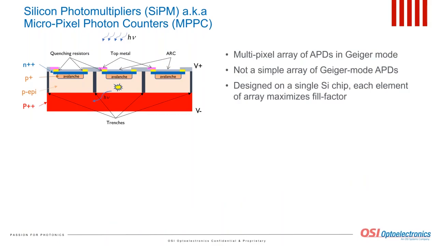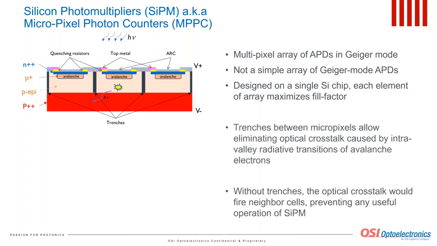Silicon photomultiplier is a multi-pixel array of APDs operating in Geiger mode. The array may consist of tens of thousands of pixels with an active area size of down to 10 microns each. SiPMs are not just a simple two-dimensional array of Geiger mode APDs. These devices are designed on a single silicon chip. Each element of the array maximizes the fill factor, and the quenching resistor for each microcell is fabricated on the same chip right next to the cell's active area, which is shown schematically in the image.